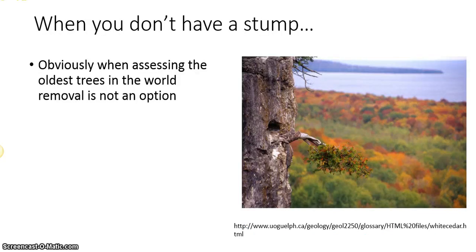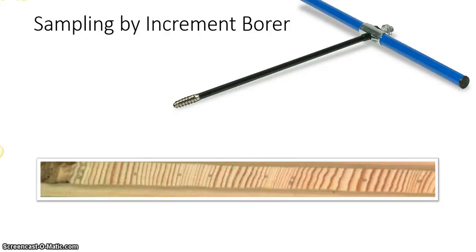Okay, when you don't have a stump, some of the oldest trees in the world, such as this lone little white cedar growing out of the Niagara Escarpment, these are some of the oldest trees in Ontario in this case. Some of these trees have been documented to be upwards of 800 years old. We're not going to cut them down and look at the cross section to count the growth rings, obviously, because that's crazy. So in that case, when removal is not an option, we can get a little snapshot of this tree by using an increment borer.